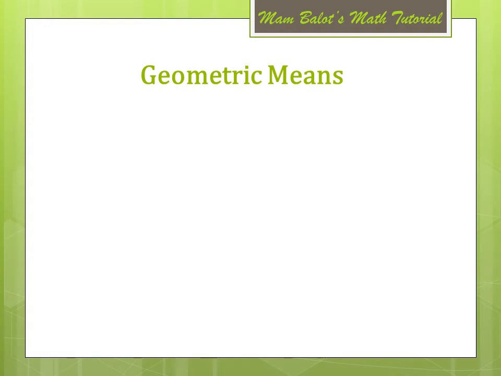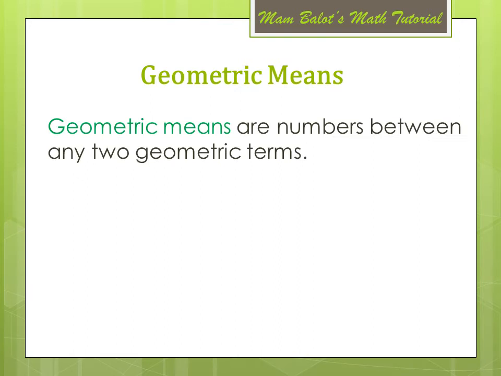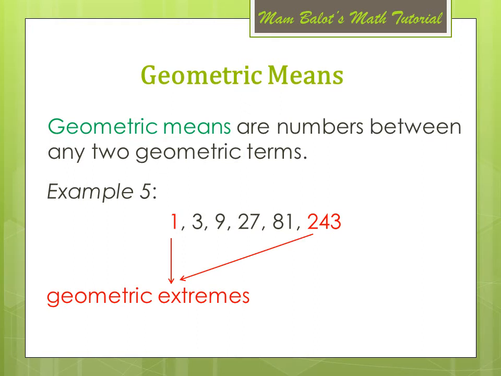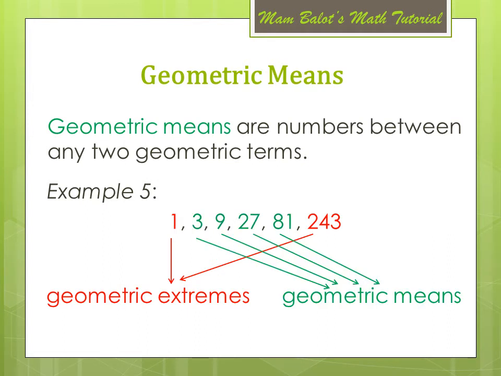Now let us proceed to geometric means. What are geometric means? These are the numbers between any two geometric terms. So for example, if we have 1, 3, 9, 27, 81, and 243, the values 1 and 243 are what we call the geometric extremes. And the numbers between them are what we refer to as geometric means.